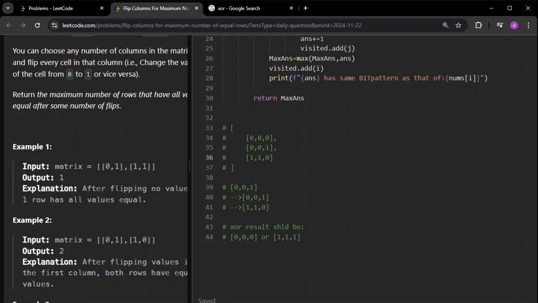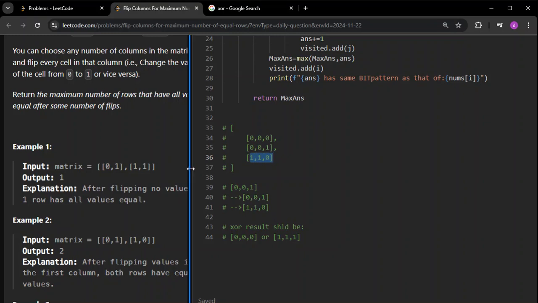So the basic idea is, this and this follow the same pattern. Why? If you see here, the first two digits are the same and then the third digit is different. Similarly, here the first two digits are the same and the third is different. So basically, a pattern is followed. That's why when I flip the last column, both of them behave in a similar way. That is, both of them end up having the same element. So that is why both of them will contribute to our answer.